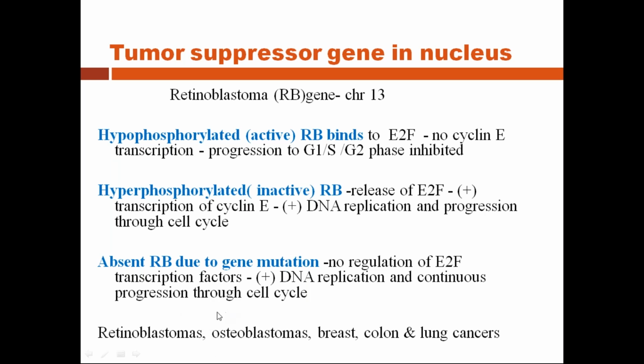Next, you have osteoblastoma. This is a benign tumor only. It's not a malignant tumor, but in this benign tumor also mutation of this RB protein is seen. Next, breast, colon, and lung cancers. You just have to remember retinoblastoma.